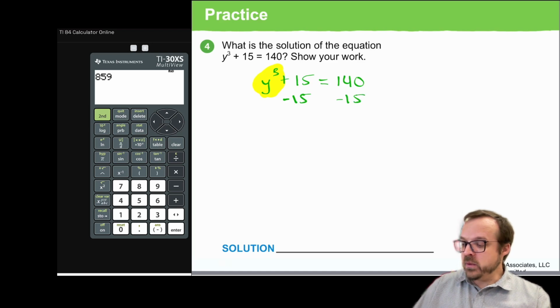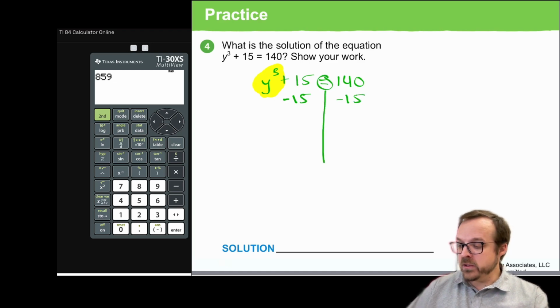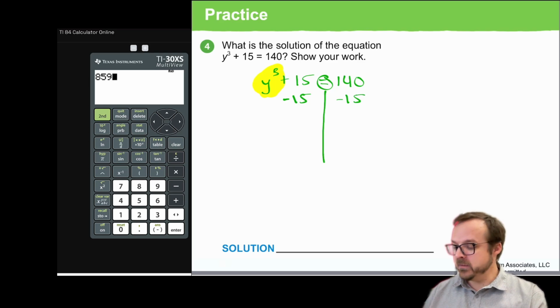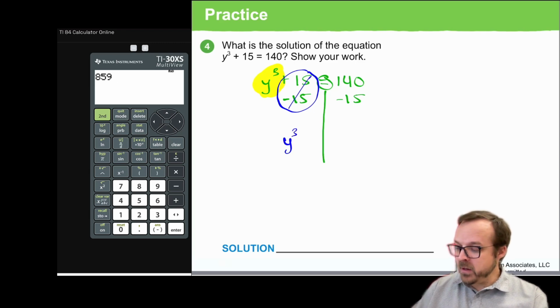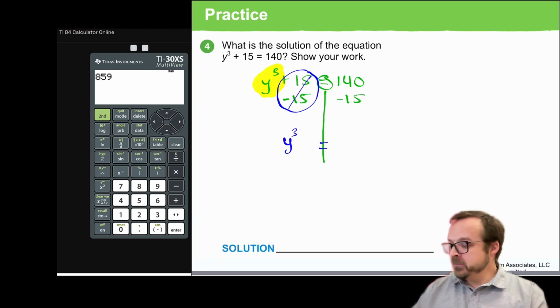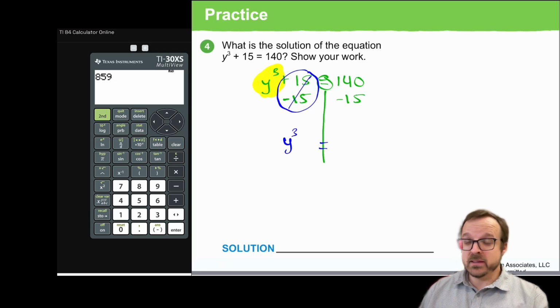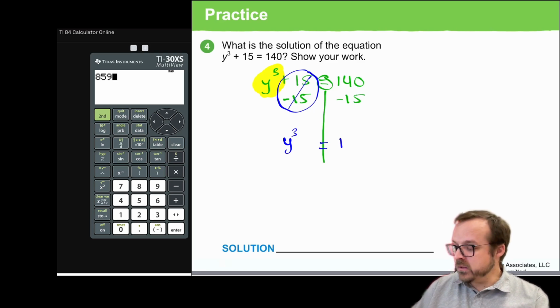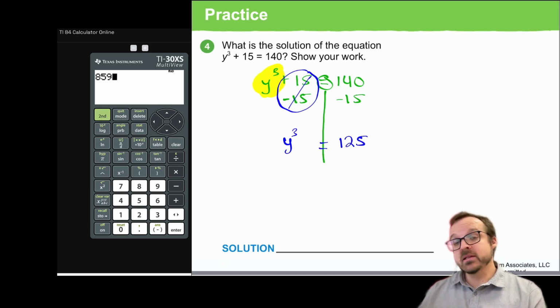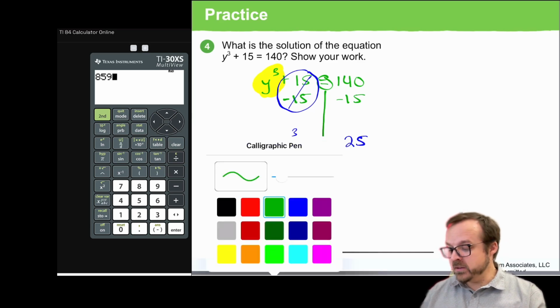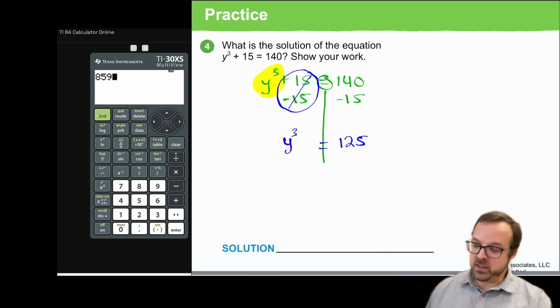But we have to be fair and equal to both sides of our equation. We usually use that lollipop to help us remember to do it to both sides. The reason why we do that is so that this term goes to 0. 15 minus 15 is 0. So we're left with y to the power of 3, or y cubed, equals 140 minus 15, which is 125. You can use your calculators to do that, right? This next part, you might need your calculator unless you know your perfect cubes already, right?